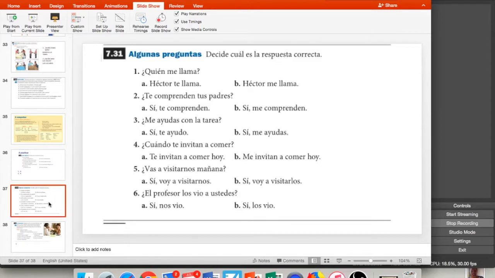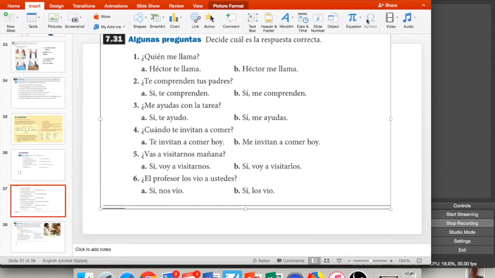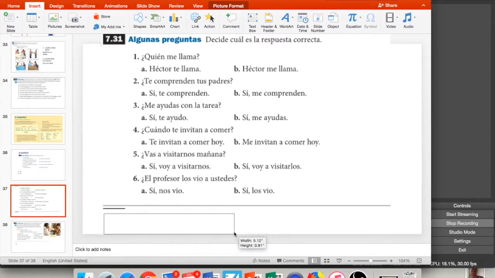And then you'll have some sections where you have to answer a certain question. So let's look at this one, and let me throw a text box down here to type in. Number one says, ¿quién me llama? Who, to or for me, calls, or who's calling me? You could answer and say back, Hector me llama. Hector calls me. Or you could say back, Hector te llama. Hector's calling you. Okay? So if I'm asking somebody who's calling me, that person's probably going to say back, Hector is calling you. Hector te llama, not Hector is calling me.